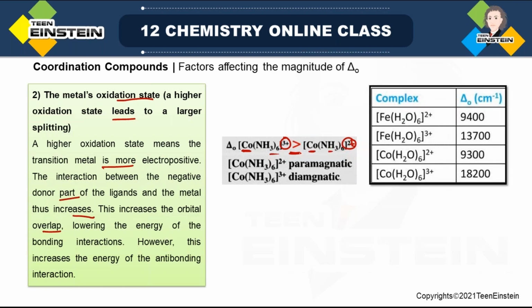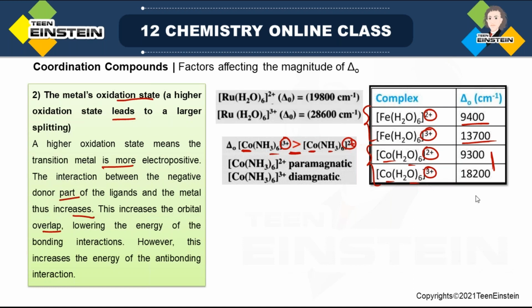Some more examples also we will see. Look at these two. Iron, iron. Water, water. Only difference oxidation state. And look at the del O value. It is so different. Similarly, second example. Metal same. Ligand same. Oxidation state different. Now look at the difference. Fine. One more example we will see. Ruthenium water complex. Same metal, same ligand, oxidation state different. So when oxidation state is 3 plus, now the value is very high compared to the 2 plus state. Okay. So is this factor clear?